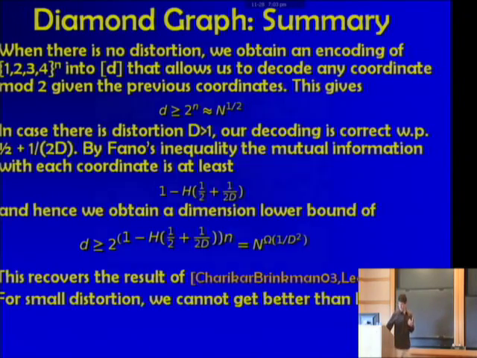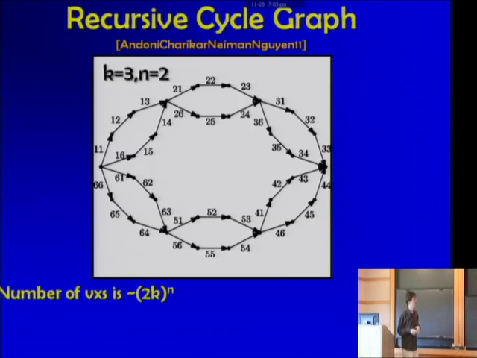Okay, just to show you how this extends, this is what's known as the recursive cycle graph. This was introduced by Andoni, Charikar, Naor, and Nguyen a few months ago. As you saw with the previous graph, the best lower bound we could obtain is the square root of the number of vertices, even if there's no distortion whatsoever. And for a good reason: if you recall, at the beginning I showed you a way to embed it in 2 to the n dimension. So the graph lives in dimension 2 to the n, and it's no wonder we couldn't prove a better lower bound.